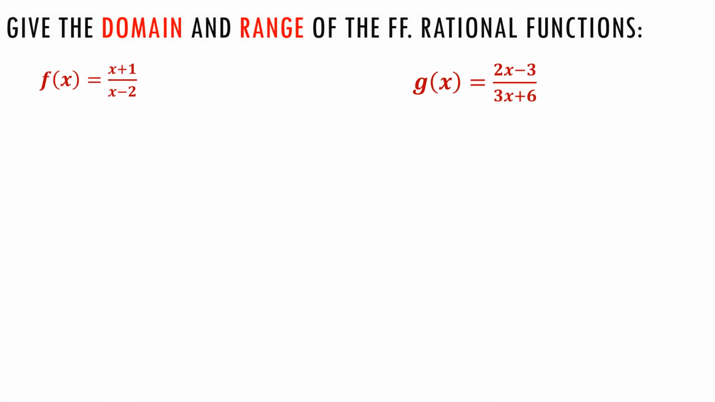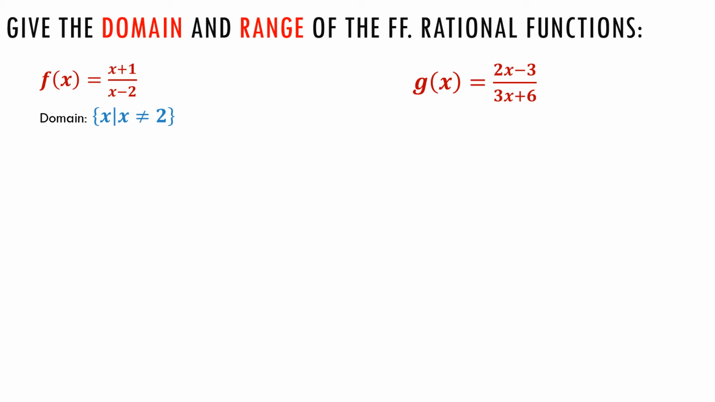Next example, we have f of x equals x plus 1 all over x minus 2. Ano yung mga values ng x dyan that will make the denominator equal to 0? So, yun yung excluded sa domain. So, we have 2. Therefore, the set of all x such that x is not equal to 2, yan yung ating domain or lahat ng values ng x.